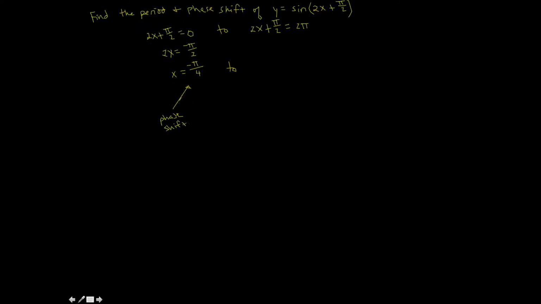If you remember, I told you earlier, x is negative c over b. So our phase shift here is negative pi over 4. Negative c over b is the phase shift. So our phase shift is negative pi over 4. Okay? That would be the phase shift.